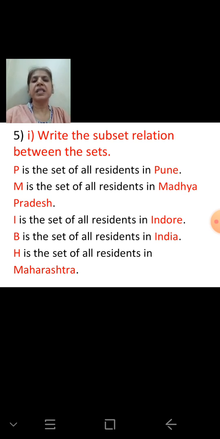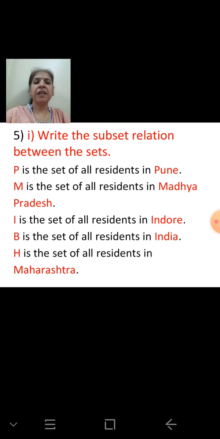Similarly, if you see, M is a set of all residents in Madhya Pradesh. Now Madhya Pradesh is a state, and this state is in India. So M is a subset of B. I is a set of all residents in Indore. Now Indore is a city in Madhya Pradesh. So I is a subset of M, Madhya Pradesh. M is not a subset of I, Indore, because that is a state, and a state is a subset of India, that is the country. I is a subset of M. I is also a subset of India because they all are cities and states of India.